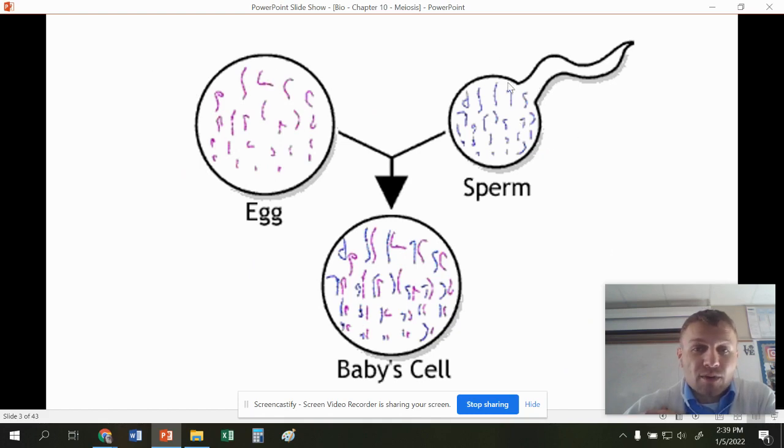Here's a great representation of what that looks like. We have our egg and our sperm right here. They have half the number of chromosomes in their cells, which means these are the haploid cells. So again, an egg's haploid and a sperm's haploid. Those are the only two types of haploid cells in your body. Every other body cell that you have is a diploid cell, and they have 46 chromosomes.